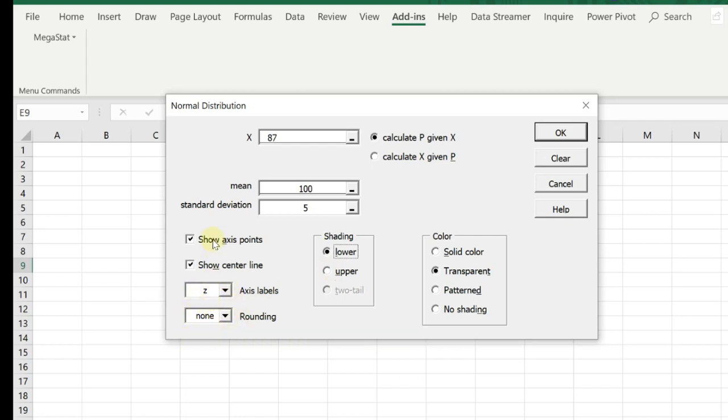And then don't worry about these. You can leave them alone. You can show the axis. Keep these defaults. Now, for choices, I'm just going to go transparent. You can go solid color. You can go pattern. You can put no shading at all. I like to go transparent. But you can play with this and see how it turns out. So there you go. That's all you do. Input the value of x, mean, deviation. These are the parameters of the distribution. And then whether you want lower or upper, below that or greater than that. Let's hit OK.